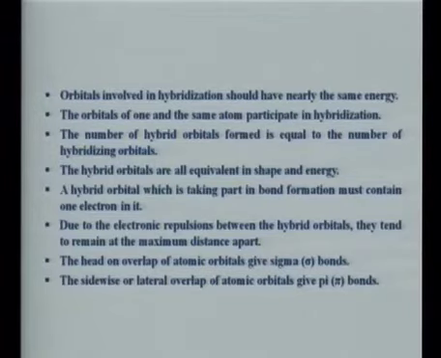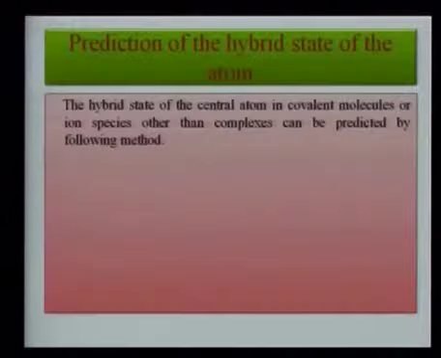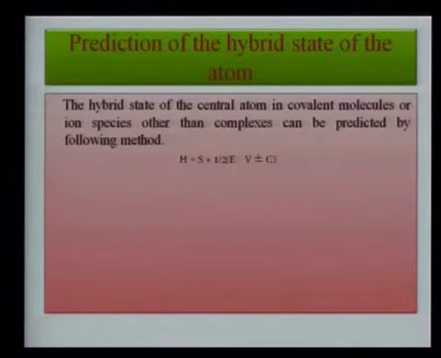The head-on overlap of atomic orbitals gives sigma bonds. The sideways or lateral overlap of the atomic orbitals gives pi bonds. Now, prediction of the hybrid state of the atom. The hybrid state of the central atom in a covalent molecule or ion species other than complexes can be predicted by the following method. As you know, H is equal to S plus half of E minus V plus or minus C.